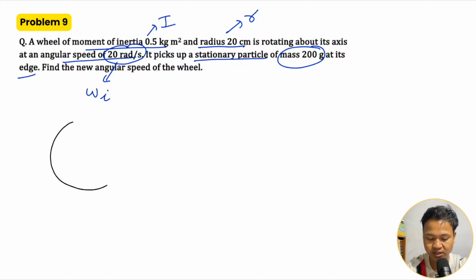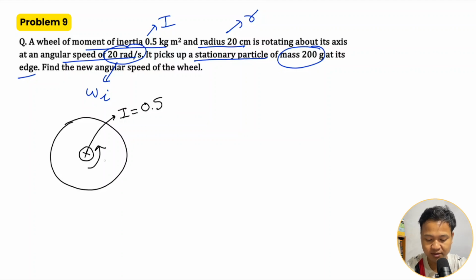So the wheel is rotating, and its moment of inertia, if it is rotating like this, is about the center of mass. The moment of inertia is 0.5 kg meter square. Omega initial is 20 radian per second. Then it picks up the stationary particles.